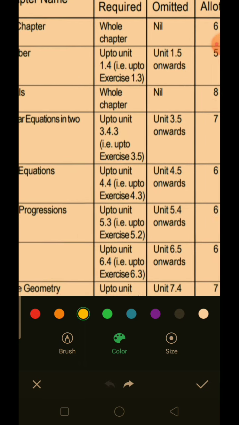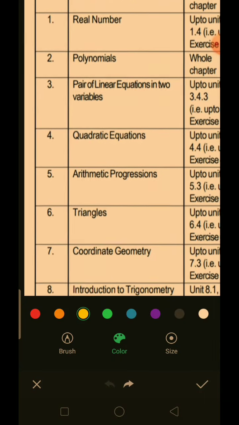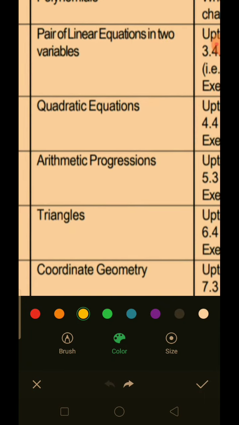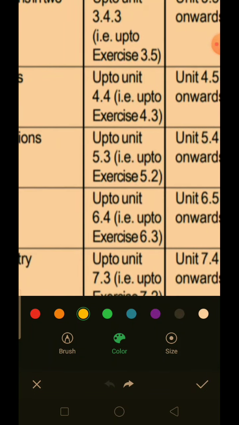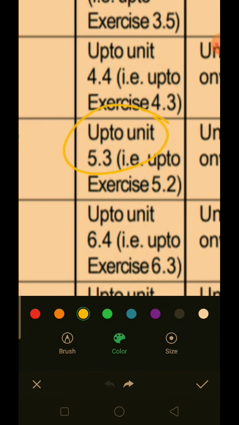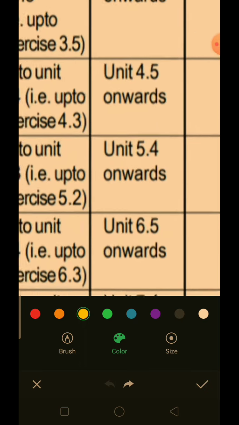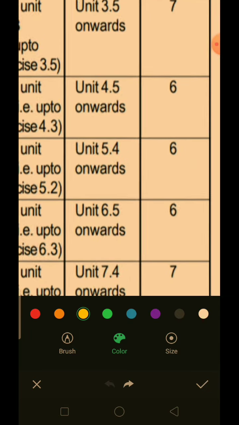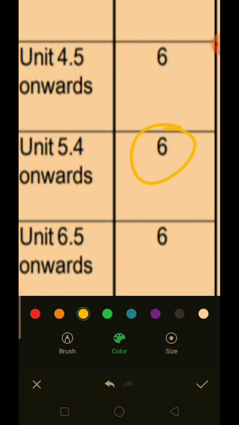So now we move to the fifth one, which is arithmetic progressions. In arithmetic progression, you would have to study up to unit 5.3. There you would see examples again, and any written things that are mathematical, you would need to study those, but then you have only exercises 5.1 and 5.2 that you would need to study. So unit 5.4 onwards has been left out, and it carries a weightage of 6 marks.